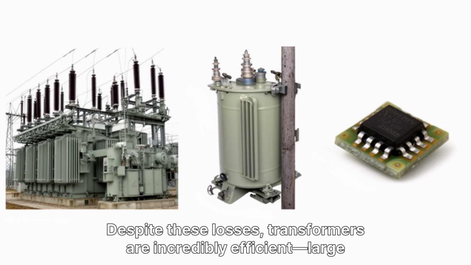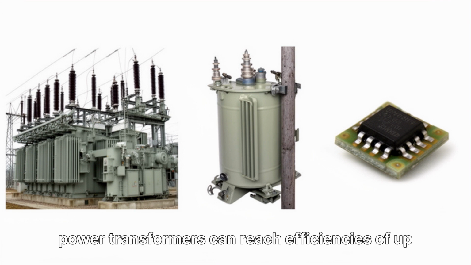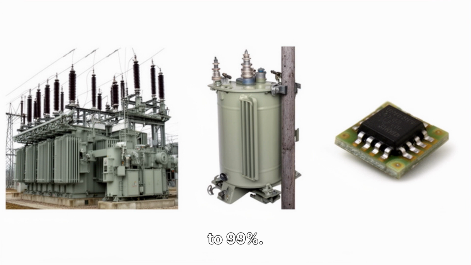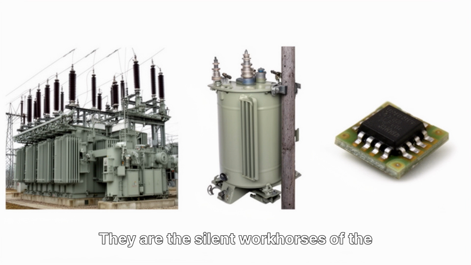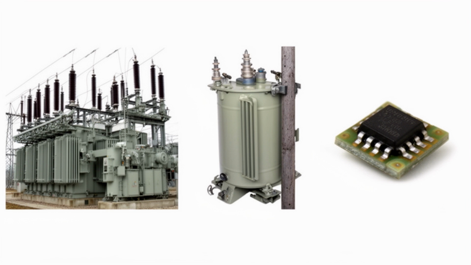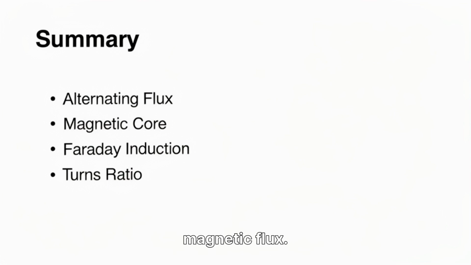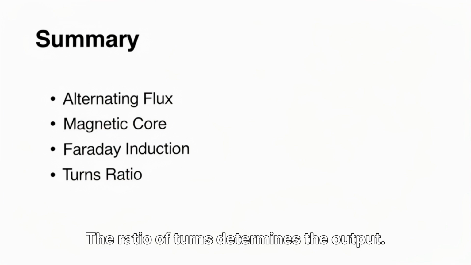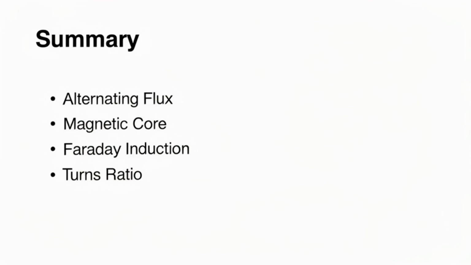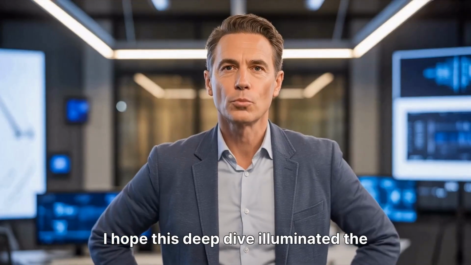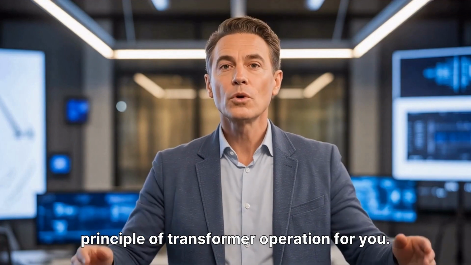Despite these losses, transformers are incredibly efficient. Large power transformers can reach efficiencies of up to 99%. They are the silent workhorses of the modern world. To summarize, alternating current creates a changing magnetic flux. The core guides this flux to the secondary. Faraday's law induces voltage. The ratio of turns determines the output. I hope this deep dive illuminated the principle of transformer operation for you.